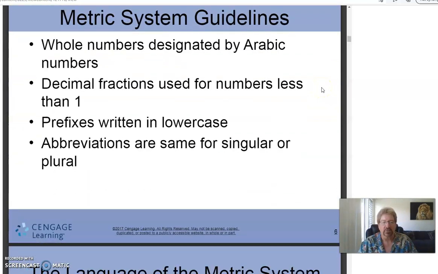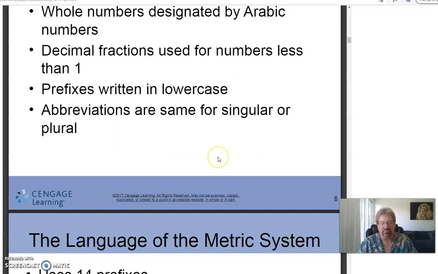Okay. Whole numbers are designated by Arabic numbers. What are Arabic numbers? The ones that we know. 1, 2, 3, 4, 14, 36. So people who don't like Arabs and all, well, you're using their numeric system. Decimal fractions are used for numbers less than 1. Prefixes are written lowercase. Abbreviations are the same for singular and plural.